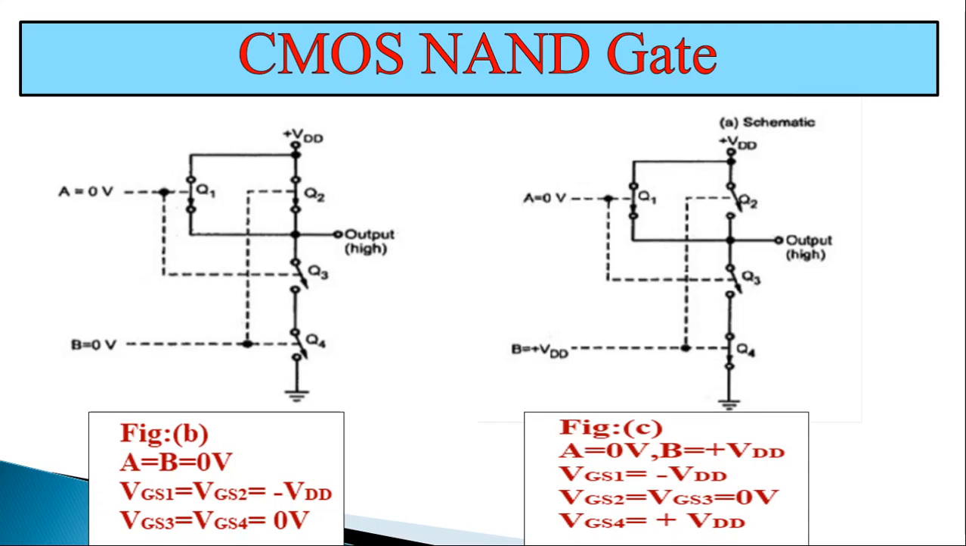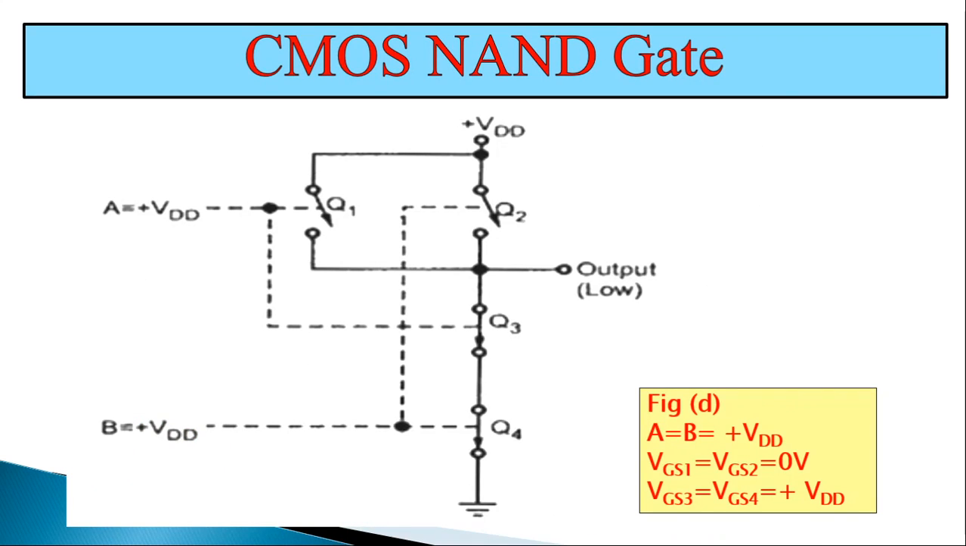And finally, when both inputs are at high voltage, that means when A is equal to plus VDD and B is equal to plus VDD, it is shown in figure D. Then MOSFETs Q1 and Q2 are both off and Q3 and Q4 are both on. Thus, the output is connected to the ground through Q3 and Q4 and it is disconnected from plus VDD.